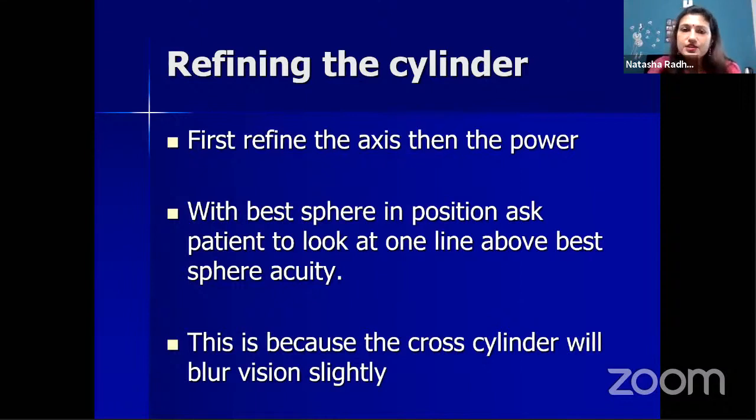Now, let us assume that the patient already has a cylinder in the trial frame when you started off your subjective refraction. From your retinoscopy, you have got a cylinder there. In that case, you need to refine the axis of the cylinder first and then the power. This is because without the correct axis, you cannot determine the correct power. Now, with the best sphere in position, which we already did, ask the patient to look at one line above the best sphere acuity. So if he read 6/9 with his best sphere, you make him read 6/12. So that will give him the nuances of a cylinder correction will be better with that particular line, because the cross cylinder will blur vision slightly.